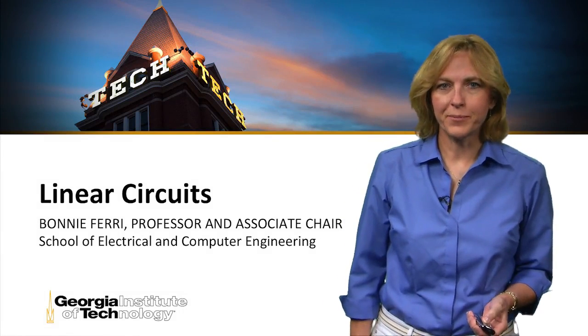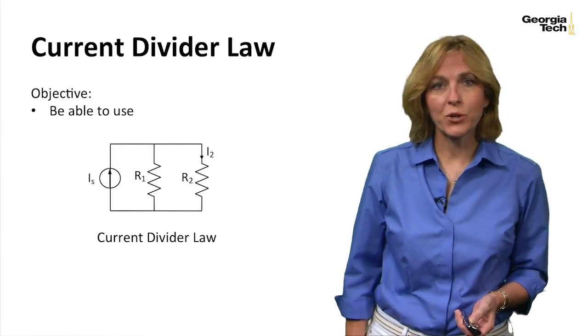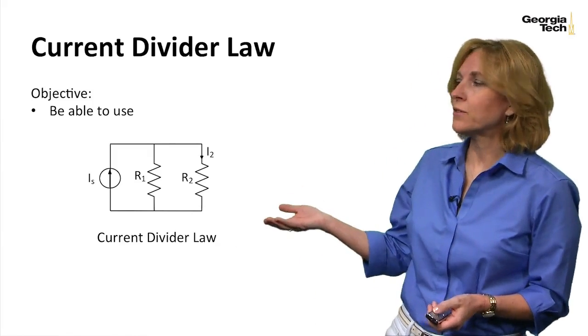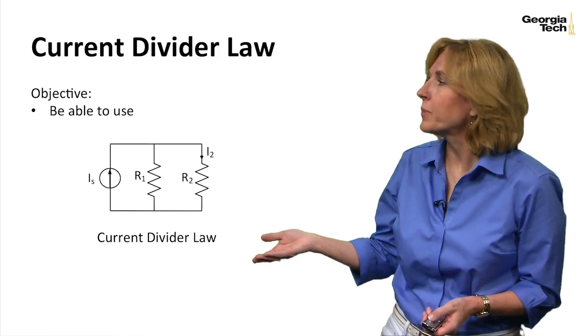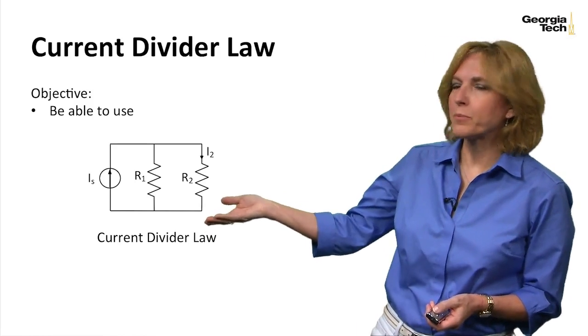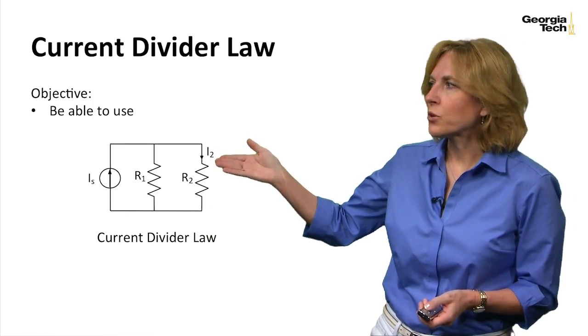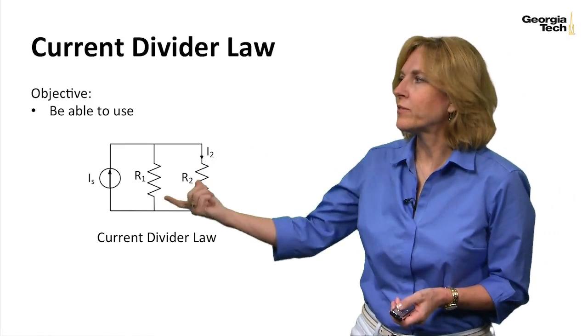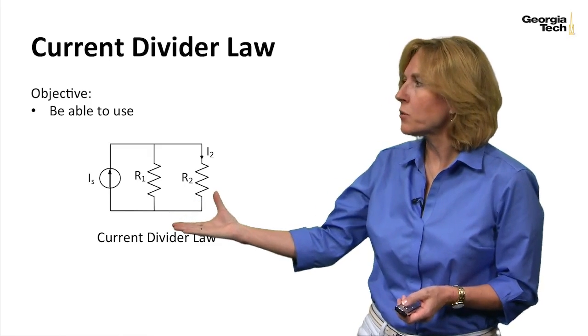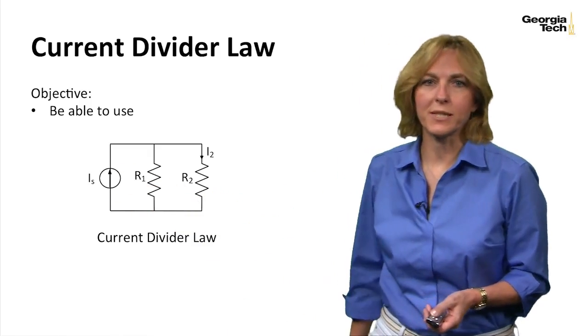This is Dr. Ferry. This lesson is on the current divider law. The objective is for you to be able to use the current divider law. And we can look at it from a perspective of finding the current through this branch when we've got two resistors in parallel with one another and a current source across them.